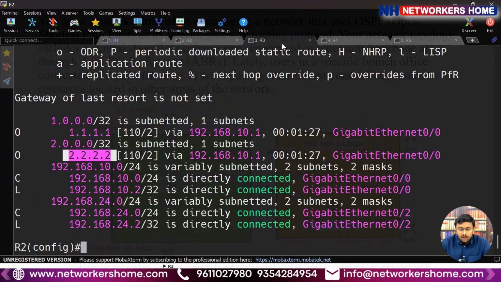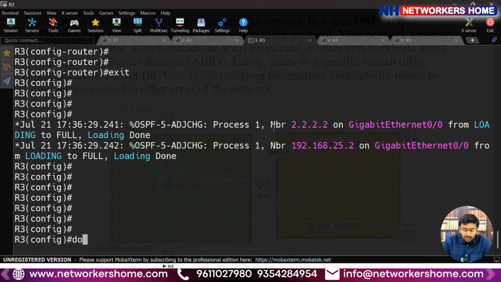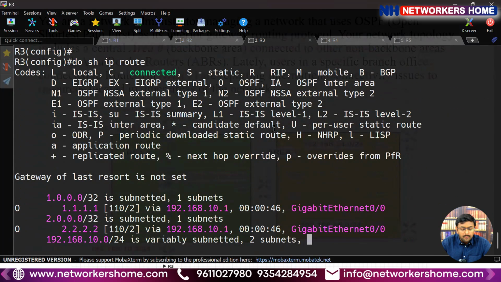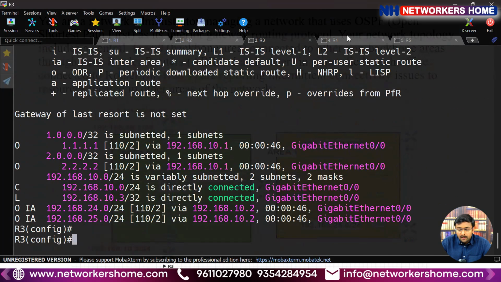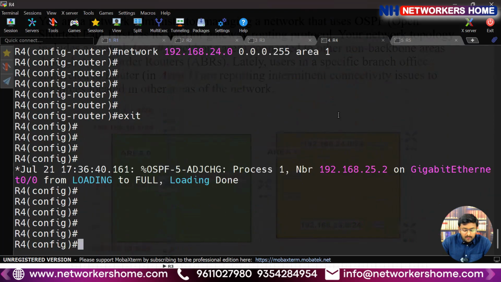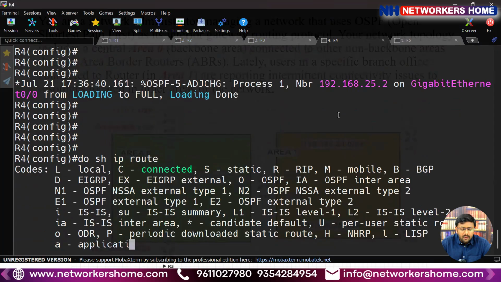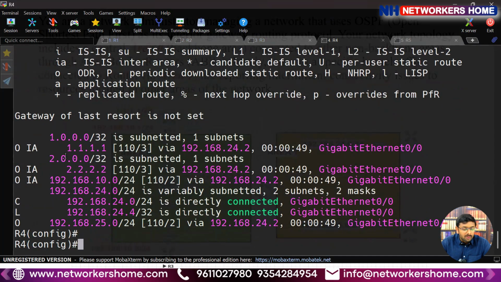But if you check on router 3, it will also receive it, do show ip route. It is also getting it on router 4, do show ip route. So router 4 is also receiving the information regarding 1.1.1 and even 2.2.2, and it is receiving this information with the help of inter-area communications.